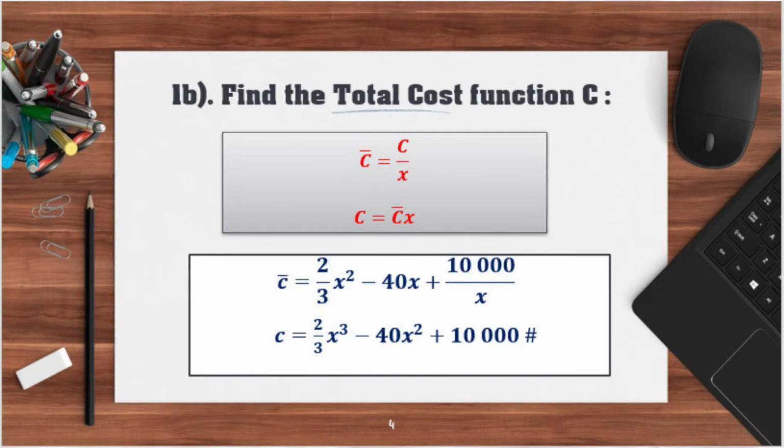To find the average cost function, the formula is total cost divided by x. But we only have the equation for the average cost function. So, we will move x to the other side and use the formula: average cost function multiplied by x. Then, the answer is 2/3 x cubed minus 40x squared plus 10,000.